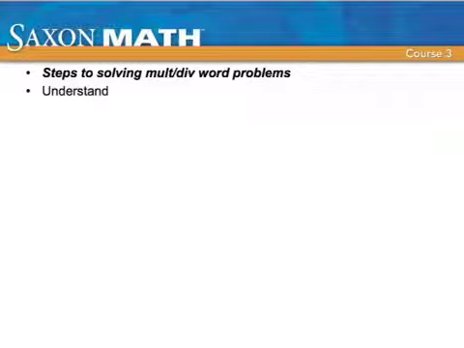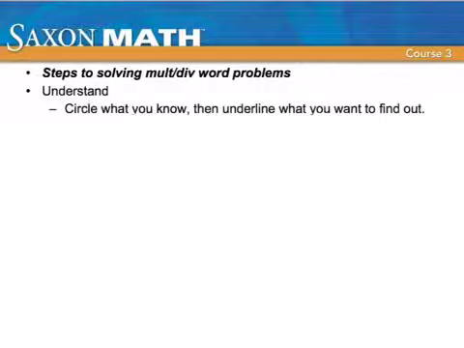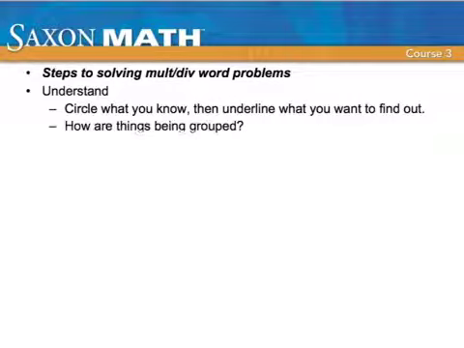First step, again, is to understand. We're always going to make sure first that we understand the problem. Here's what that means when we're talking about multiplying and dividing word problems. Again, first thing is I want you to circle what you know, and then underline what you want to find out. Circle the information they actually give you, underline the info they're asking you to find.